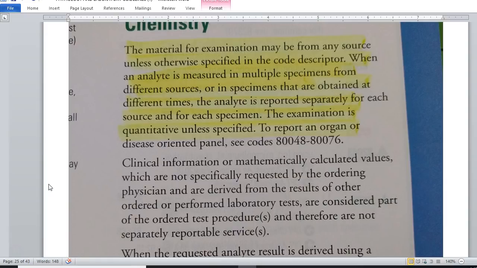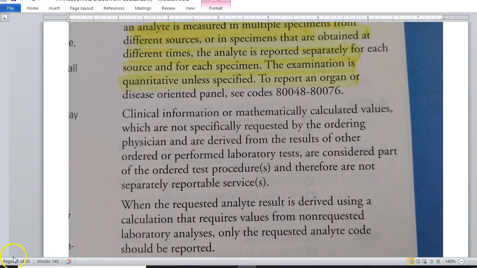Okay, and then again, to report organ or disease-oriented panels, go back to the beginning. So again, the biggest thing here is we're looking for things that either should be in the blood and how much it is, or shouldn't be in the blood and how much it is. It goes on to talk about clinical information or mathematically calculated values, which are not specifically requested by the ordering physician and are derived from the results of other ordered or performed laboratory tests. These are considered part of the ordered test procedure and therefore are not separately reported. So again, the lab values, when that lab sheet prints out, that's part of it, okay? So they're just reminding us that is the documentation.